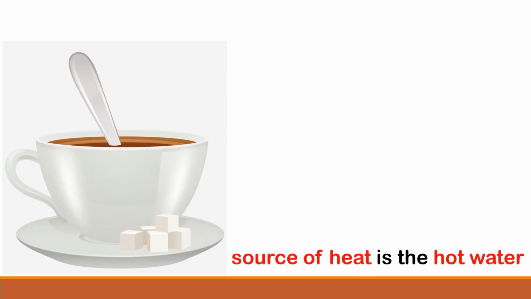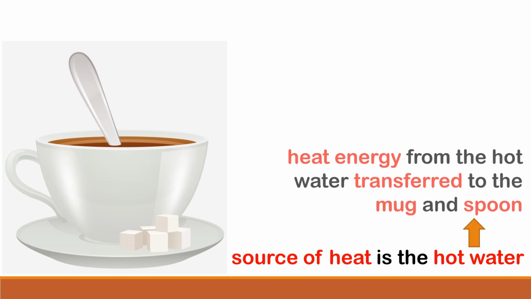In this other example of heat transfer through conduction, the source of heat is the hot water. Notice that there is a direct contact between the hot water, the mug, and the spoon. The heat from the hot water transfers to the mug and spoon. Thus, the mug and the spoon get heated because of conduction.